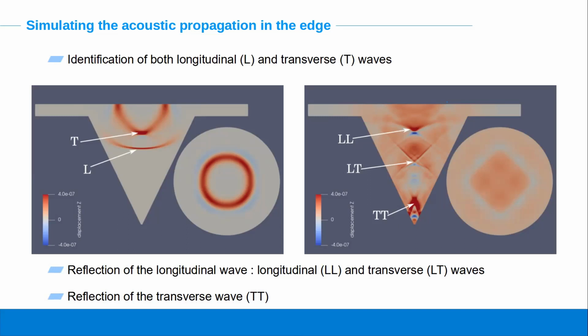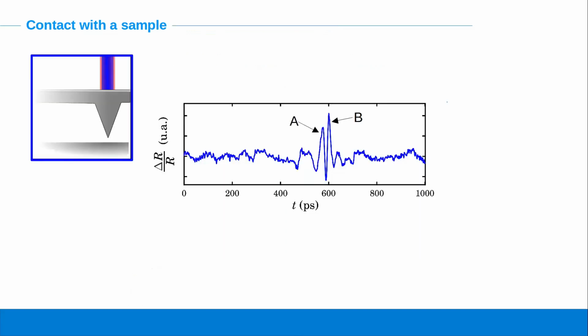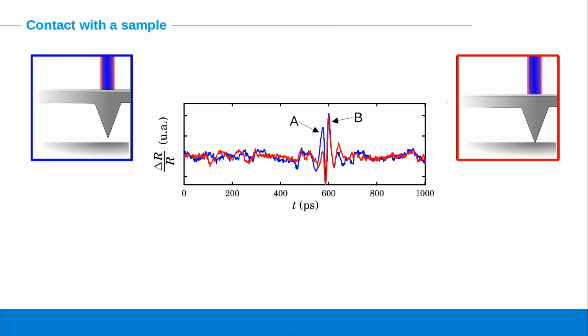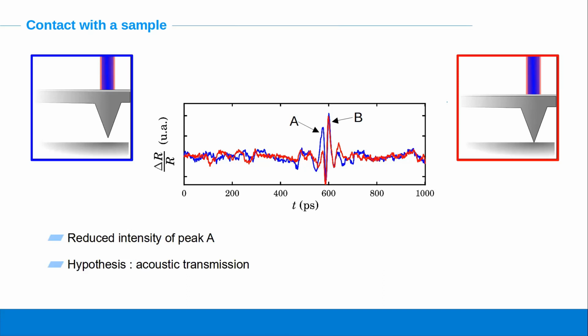But why are we interested in that? Well, if we take this particular cantilever, as a response you have a structure where we can easily identify 2 peaks named here A and B. And now we put the same cantilever in contact with a silicon part. We will observe similar structures with A and B, but the intensity of peak A is much less important. So the hypothesis, the explanation for this loss of intensity, is that there is some acoustic transmission from the AFM probe to the silicon sample.